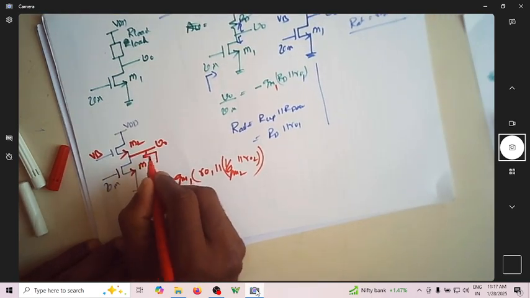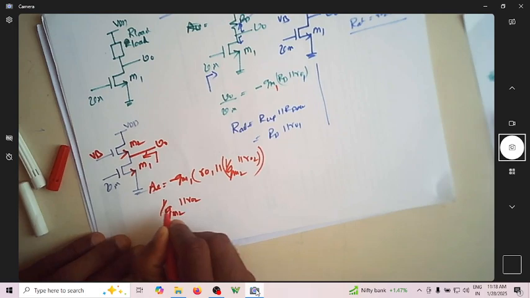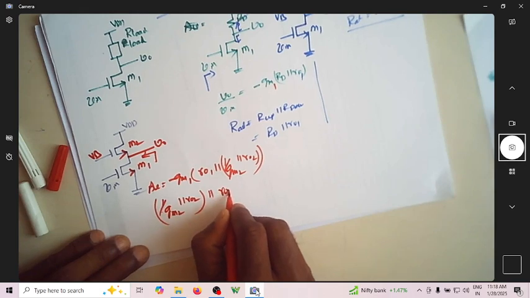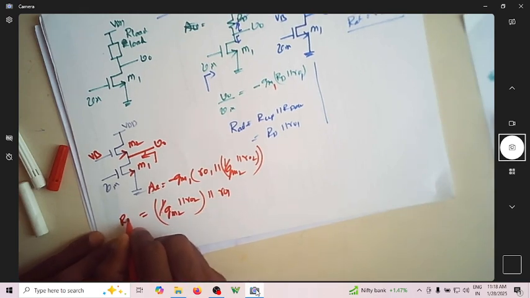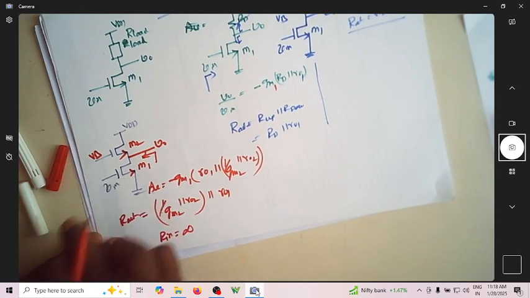So what is R out? It is the resistance looking up, 1 over GM2 in parallel with R02, and that in parallel with looking down, R01. So this is R out. What is R in? R in is still infinity.